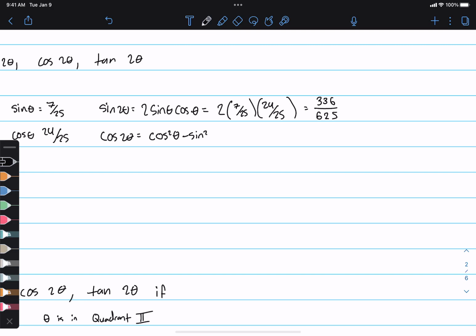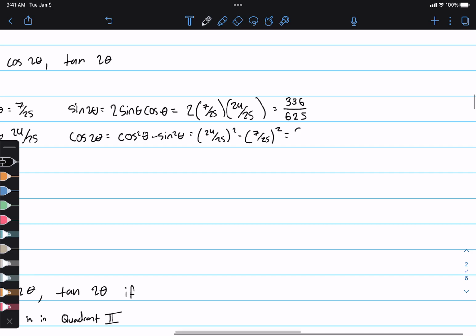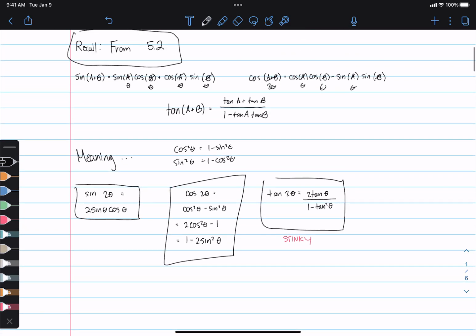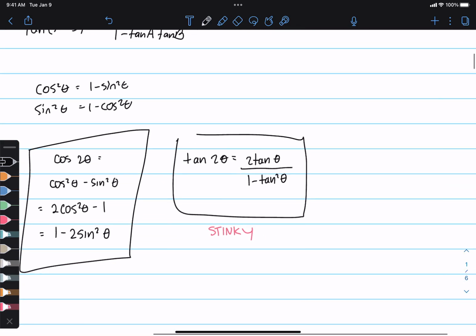Next, you're going to do your cosine of 2 theta equal to your cosine squared theta minus your sine squared theta, which is equal to 24 over 25 squared minus 7 over 25 squared. And that's going to equal, again putting in your calculator, 527 divided by 625.